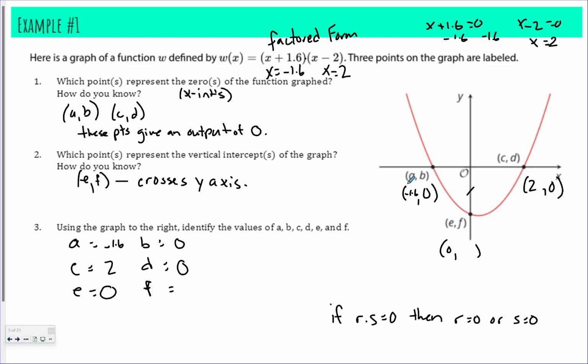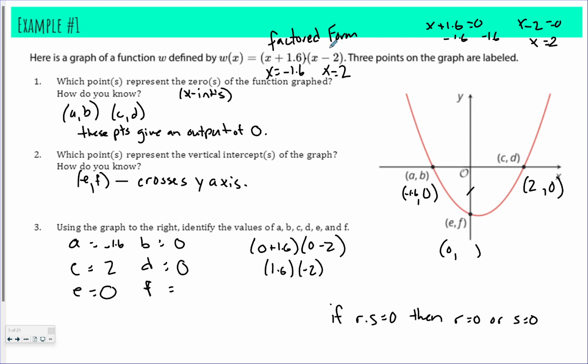All right. Now what about F? So to find the y-intercept, we have to take the 0 and we plug it in for x. And so to find that, I simply do 0 plus 1.6 and 0 minus 2. Well, the 0 doesn't change much, right? You don't even really have to write that. It becomes basically 1.6 times negative 2. So to find the y-intercept, factored form is nice and easy to do it. You just take the two factors in the expression and you multiply them together.